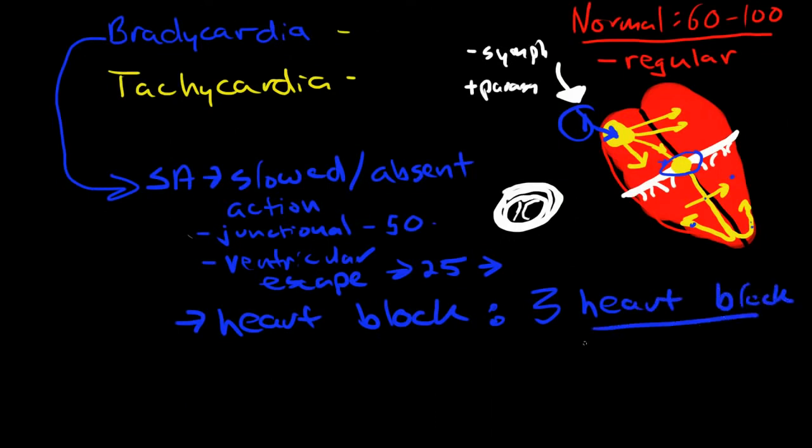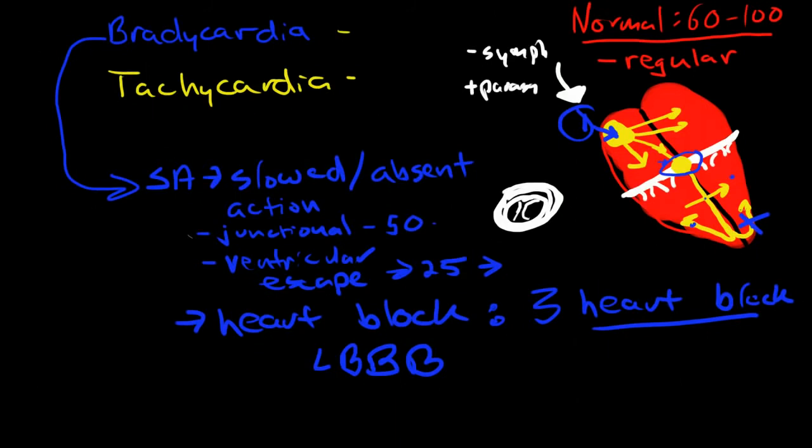Okay, so there's a first, second, and third degree heart block, and it all just depends on how dysfunctional the AV node is. Now, we also can have what's called bundle branch blocks. So if we have a blockage in the left bundle branch, so if we have a left bundle branch block, this will block the conduction of the heart.